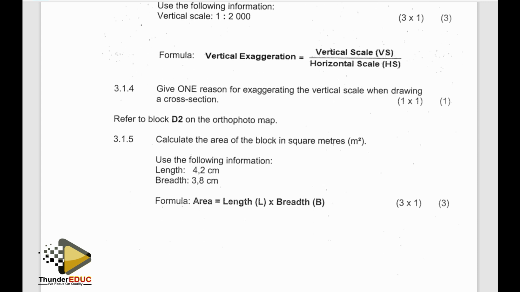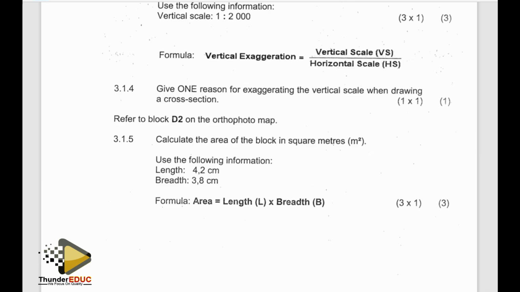We want them to be visible enough. We want to emphasize their height, so that is why we exaggerate or stretch the vertical scale. Refer to block D2. Unfortunately, we don't have the block, we just discuss how to calculate the question. Calculate the area of the block in square meters.